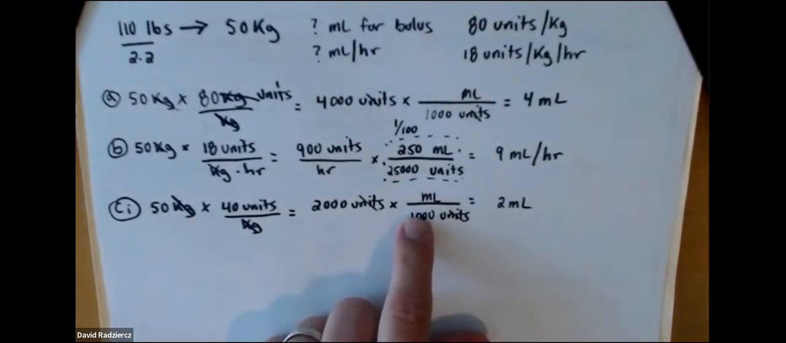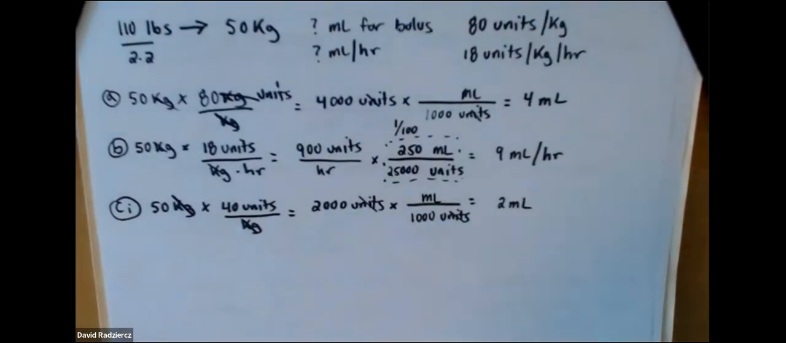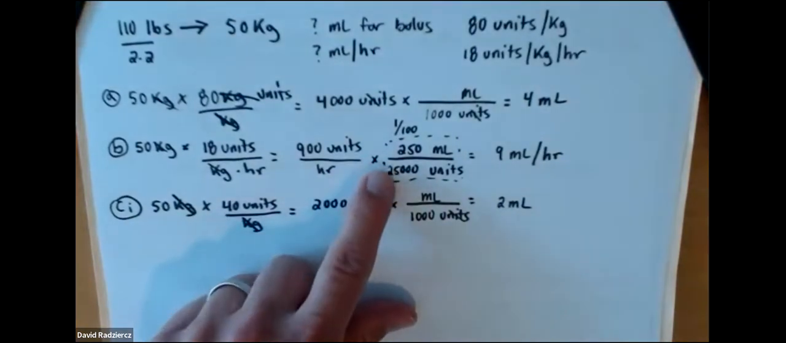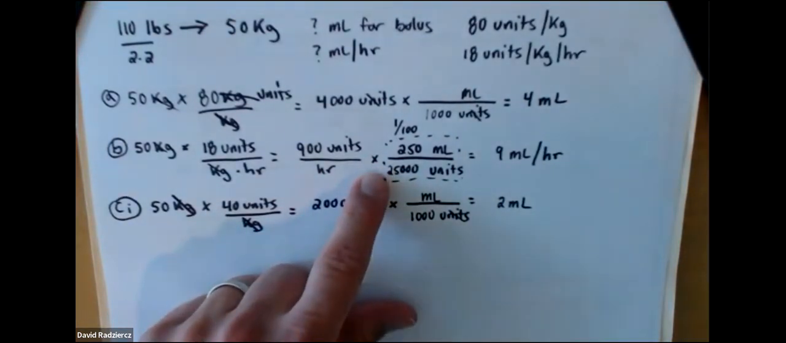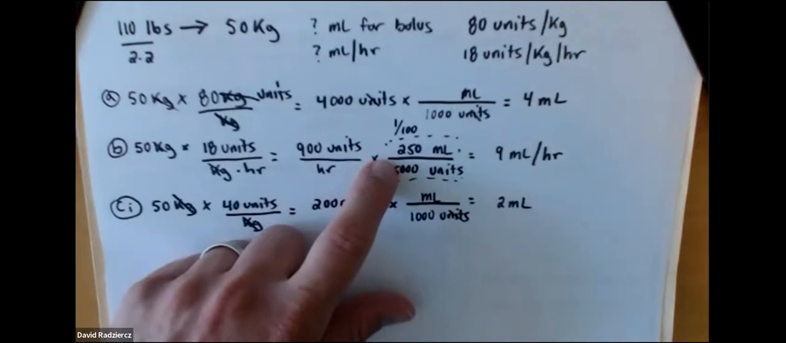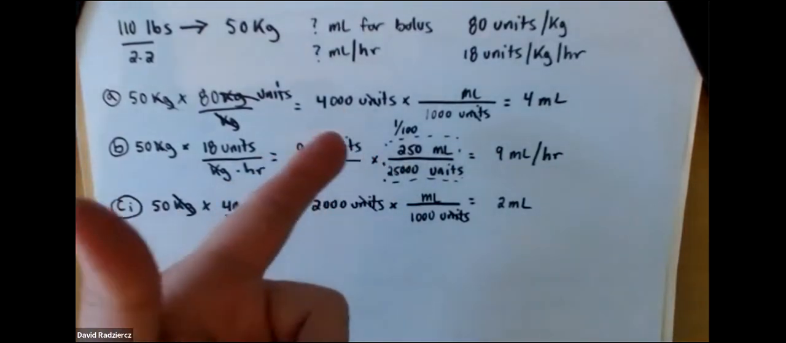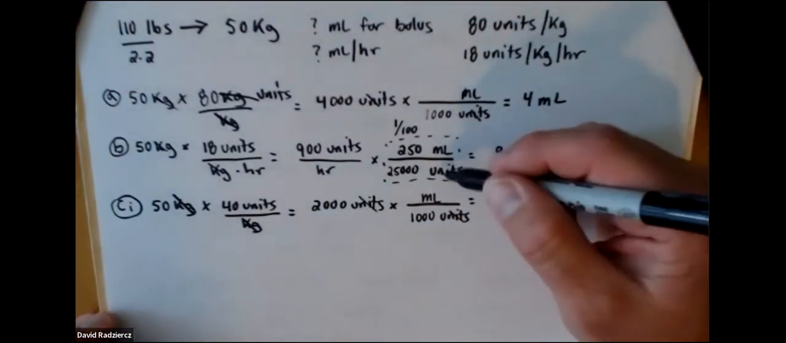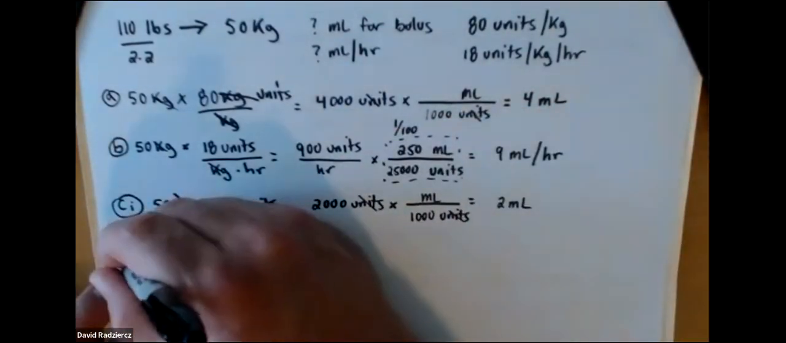So for bolus, I'm using the bolus dosage strength, 1,000 units per milliliter. And for the infusion rate, I'm using the IV bag, 25,000 units per 250 ml or 250 ml per 25,000 units. Either way, it's fine to remember. Just make sure you organize it correctly when you're doing your math.